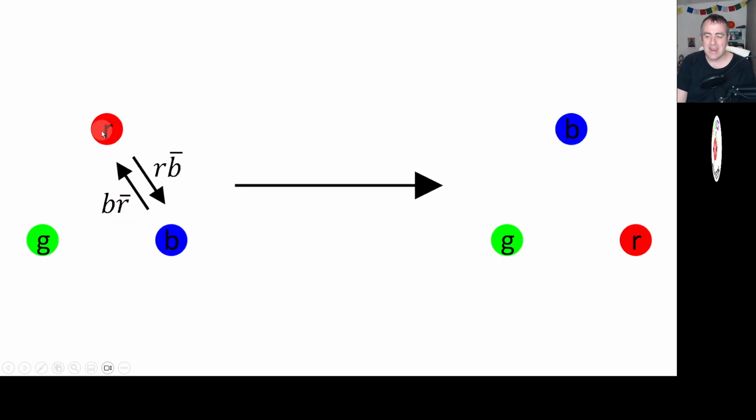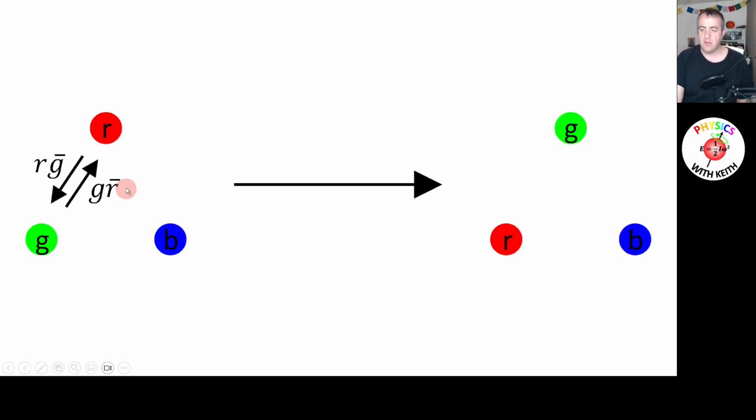So red gaining anti-red, that cancels the red, and we're left with blue, which also swaps those two quarks on the right around. So that is one, or a pair of processes that can happen to swap the red and the blue quark colours around.